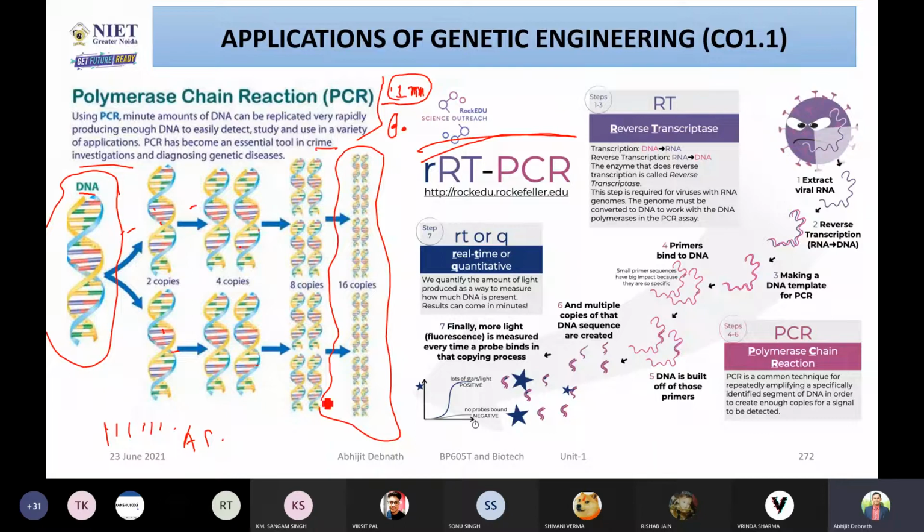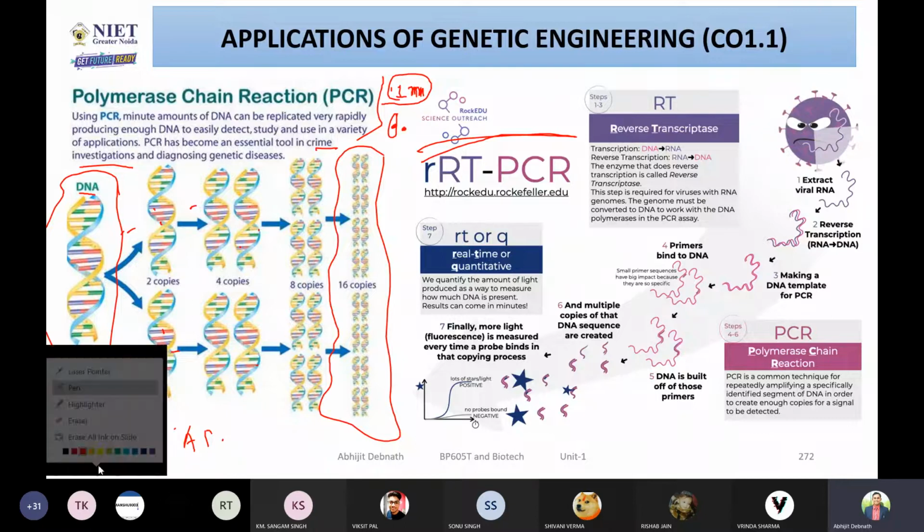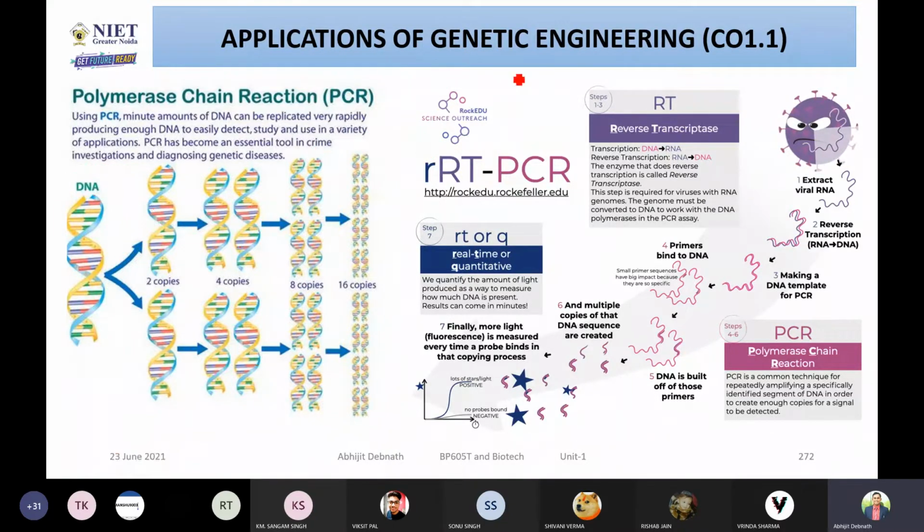Okay. So now we come to a very interesting part called RT-PCR. Yesterday I was telling that RT means real time. Somebody was saying, "Sir, we had studied that RT is reverse transcriptase." And I was also not completely wrong.